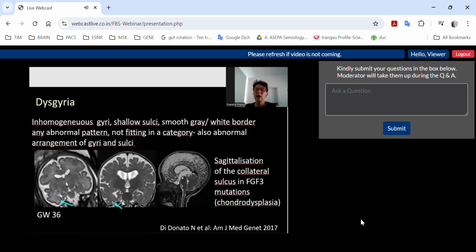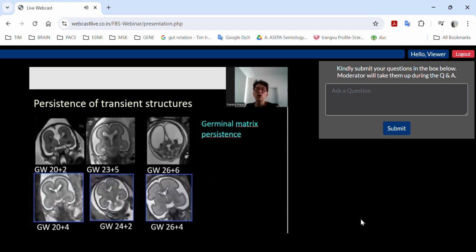Dysgyria, what does it mean? It means strange gyri or an abnormal pattern not fitting in a category. Also, there can be an abnormal arrangement of gyri and sulci. Here you have very subtle signs of a sagittalization of the collateral sulcus, and this may also be a sign of FGF3 mutations, especially as in this case in chondral dysplasia, where all the other signs of abnormal cortical folding may be absent. But let's now move towards the persistence of transient structures.